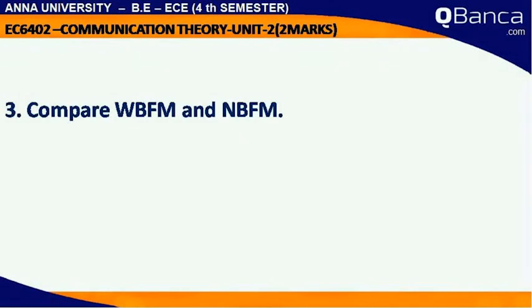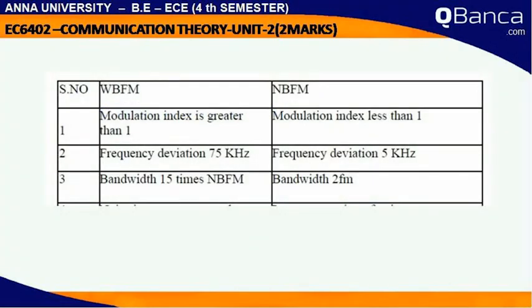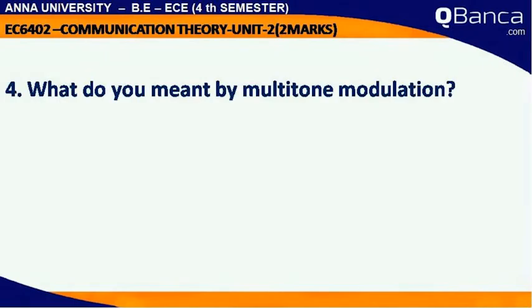Compare WBFM and NBFM. WBFM modulation index is greater than 1. NBFM modulation index is less than 1. WBFM frequency deviation is 75 kHz. NBFM frequency deviation is 5 kHz. WBFM bandwidth is 15 times NBFM. NBFM bandwidth is 2fm.